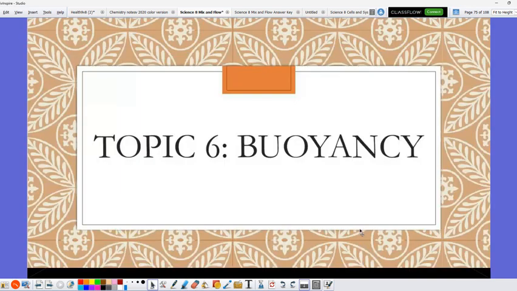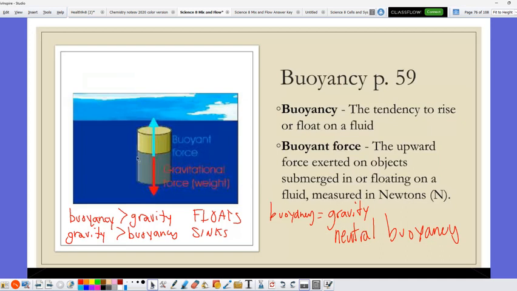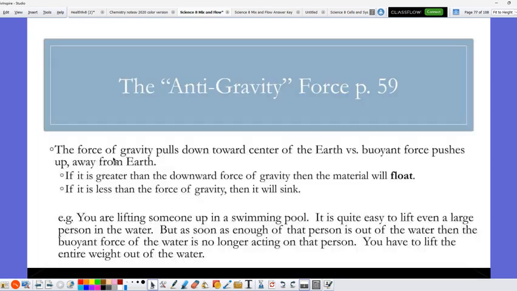And then topic 6 deals with buoyancy. So buoyancy pushes up and gravity pulls down. So if buoyancy is greater than gravity, it floats or it rises. If gravity is greater than buoyancy, then it's sinking or it's already sunk and it's at the bottom. And if gravity and buoyancy are equal, we have neutral buoyancy. So it literally floats at a certain level. I don't know if floats is the right word. It just stays at a certain level.